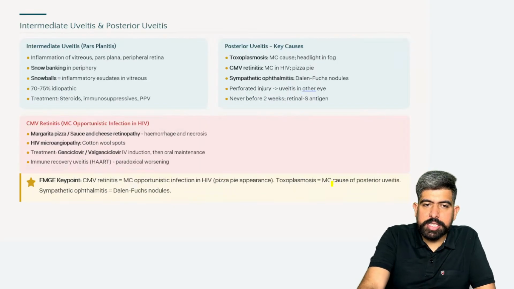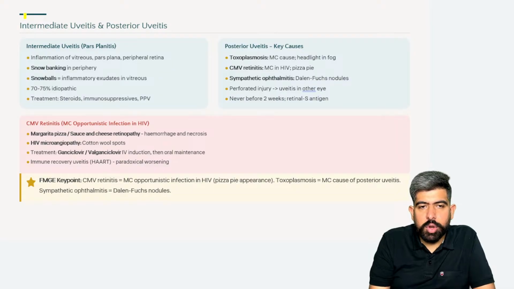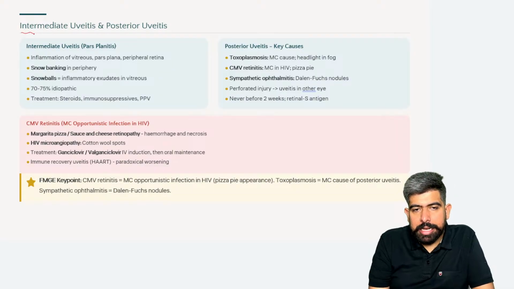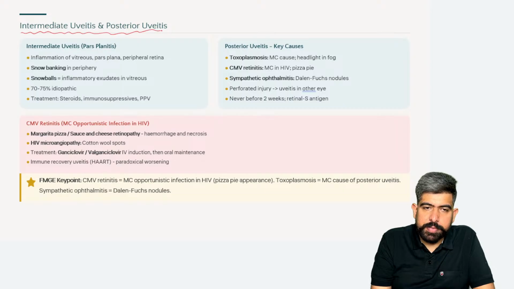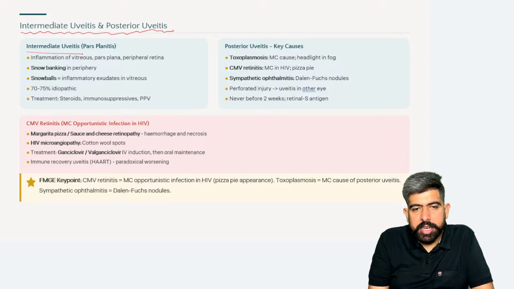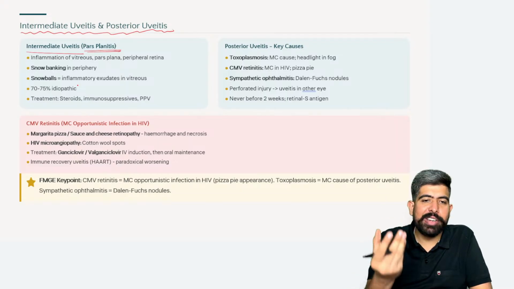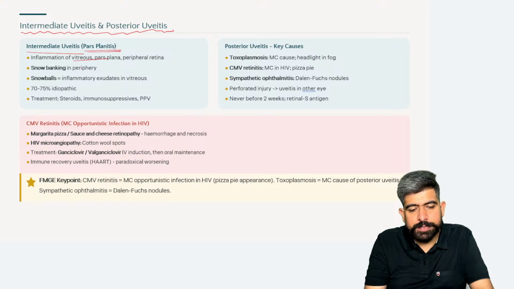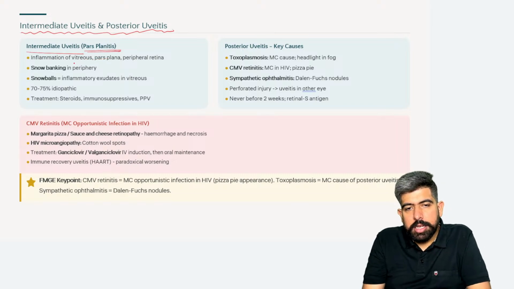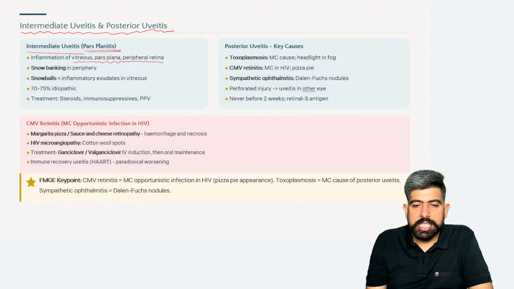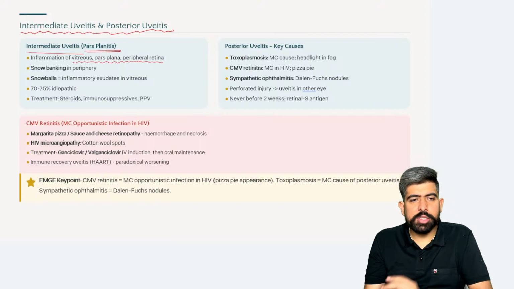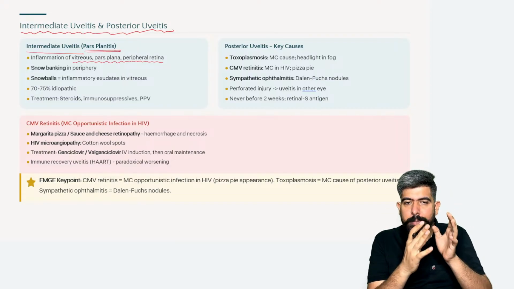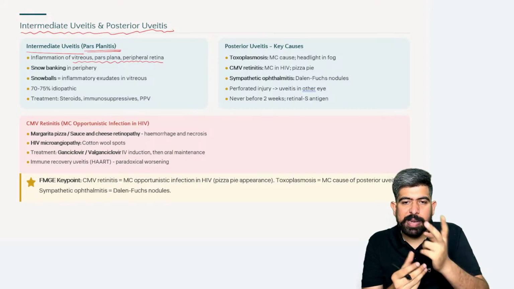Is it clear? So this is about the anterior, but now we have to talk about the intermediate and posterior uveitis also, right? The intermediate uveitis is known as pars planitis also, right? Because the pars plana and the vitreous part is involved over there. So the inflammation of the vitreous, pars plana, and the peripheral retina will be seen in this condition, right? So only the pars plana, the back part of the ciliary body, pars plicata and plana.